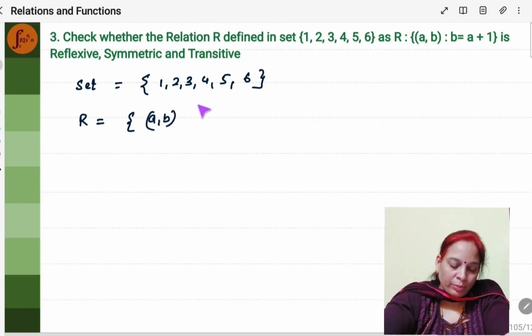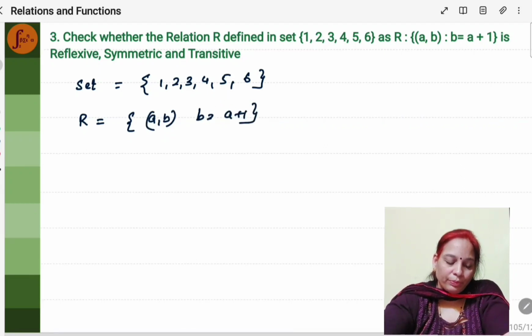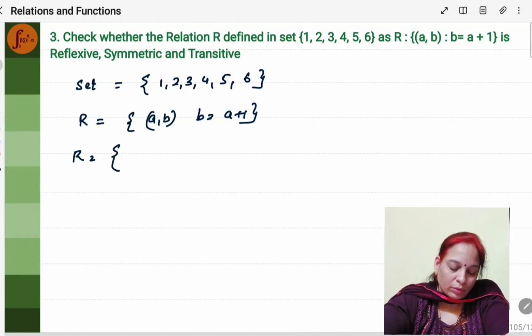A comma B is the ordered pair. B should be A plus 1. Now, let's form this relation. It becomes easier when you have the set. So, if A is 1, then B is A plus 1. So it will be 1 plus 1, which is 2.